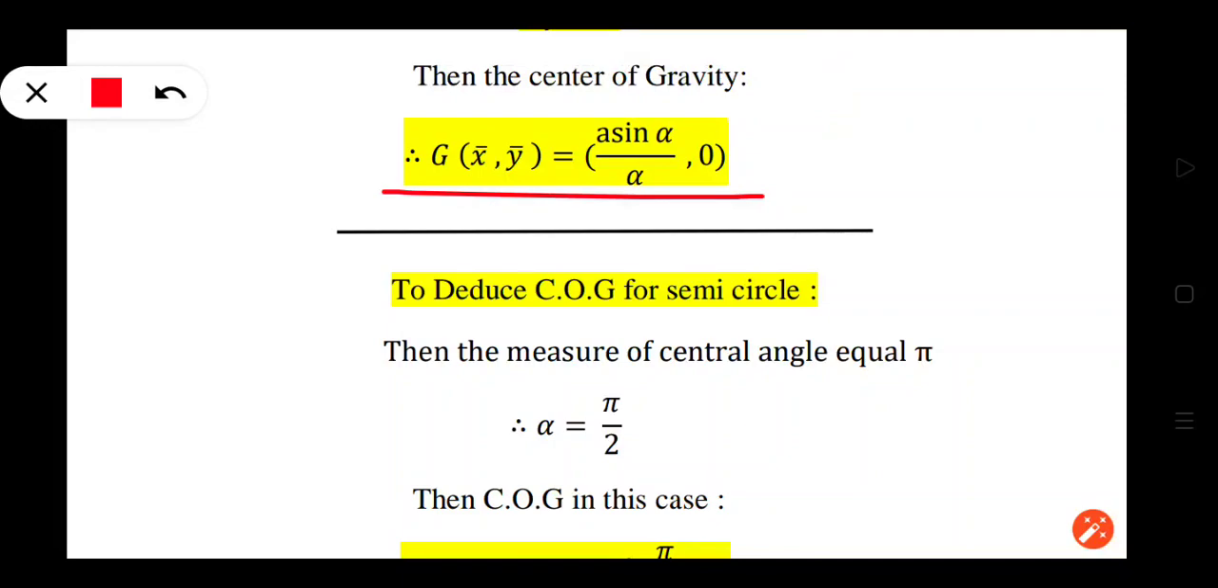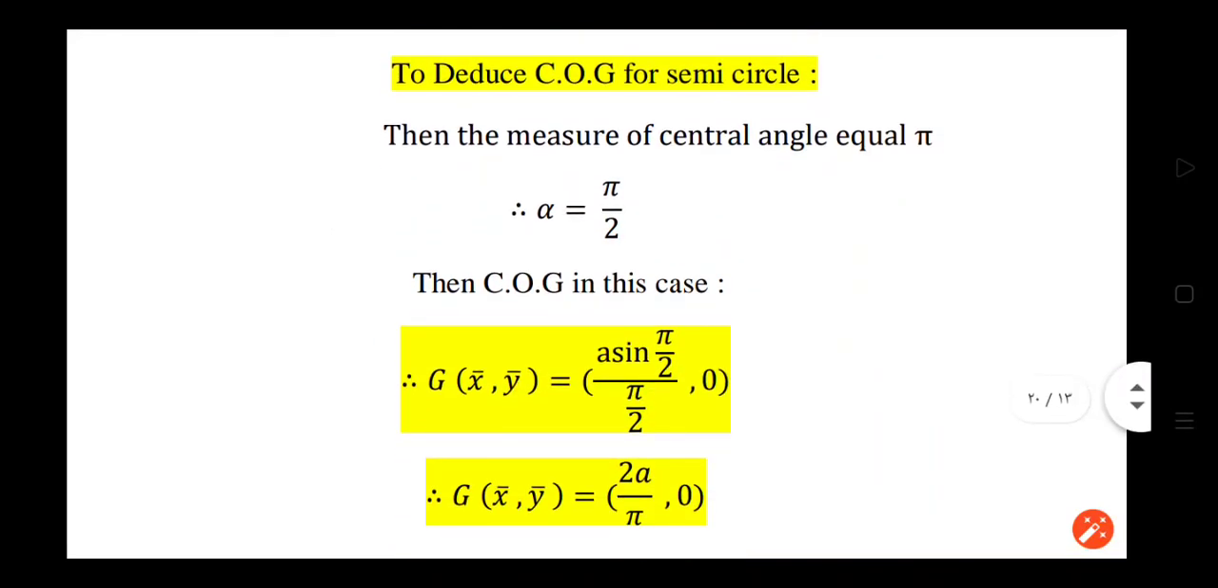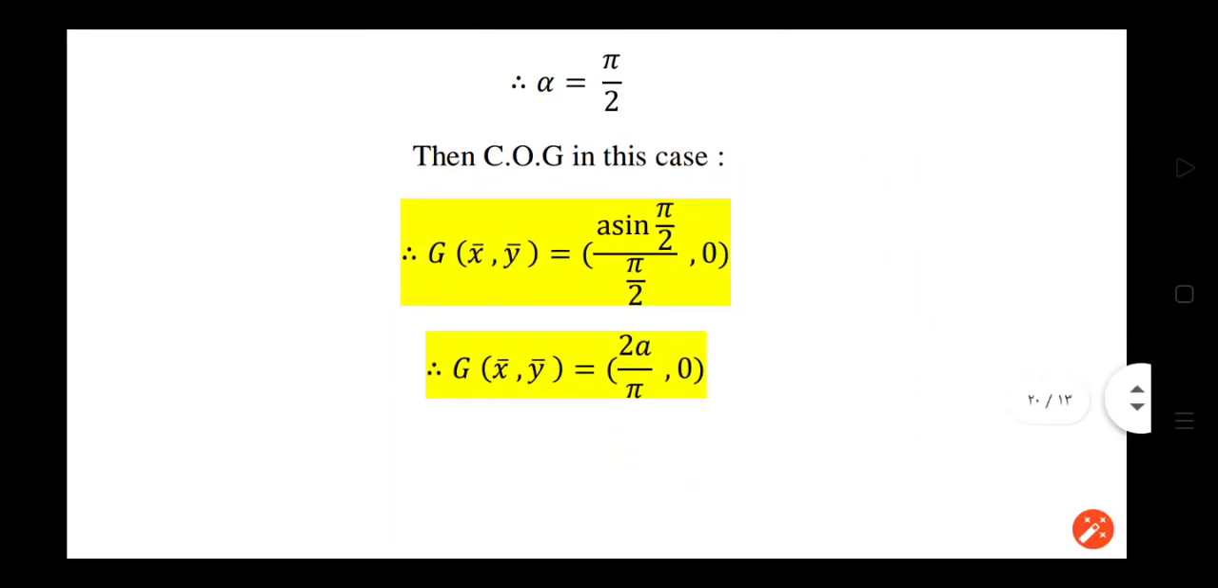We want to find the center of gravity for a semicircle. The measure of the central angle here will equal pi. So alpha will be pi over 2, as we deal with 2 alpha. Then the center of gravity will be a sine pi over 2 over pi over 2, and 0. Sine pi over 2 equals 1. That means that the center of gravity G, x bar and y bar, equals 2a over pi and 0.